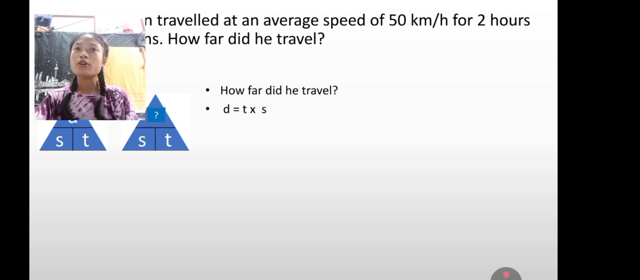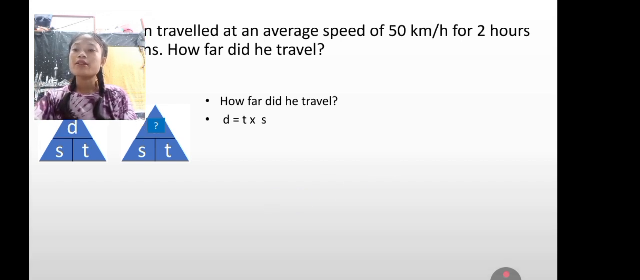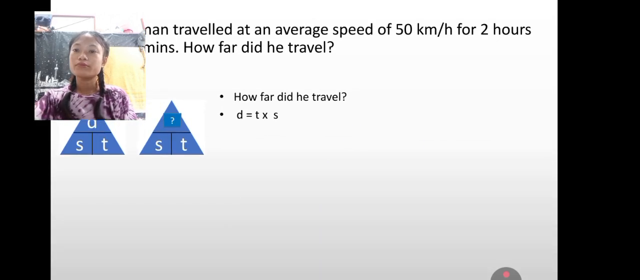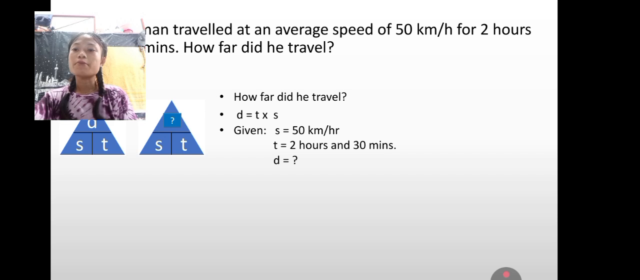Second step, write down the formula. So, ang distance ang atong gipangita. So, D is equals to T times S or time times speed. Next step is put the givens. S is equals to 50 kilometers per hour. T is equals to 2 hours and 30 minutes. And the distance, ato na ang pangitaon.